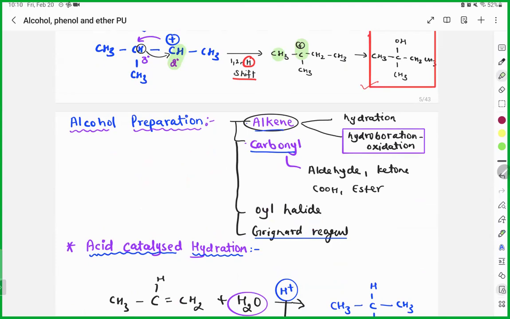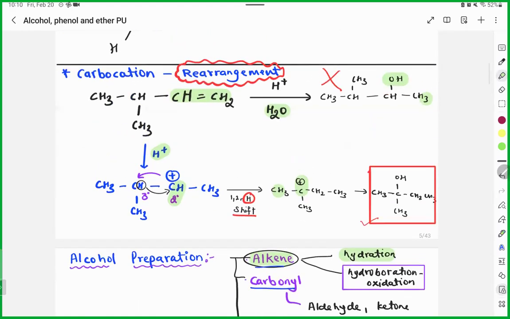Then alcohol preparation, how we can make one from the alkene. In alkene, if you do hydration, we just did this in this case. If you add water, OH will be added at one carbon, H on another, hydration of alkene. Second, we have hydroboration oxidation, exactly opposite to the hydration of alkene. Because in hydration of alkene, you have Markovnikov rule. In hydroboration oxidation, it looks like anti-Markovnikov.